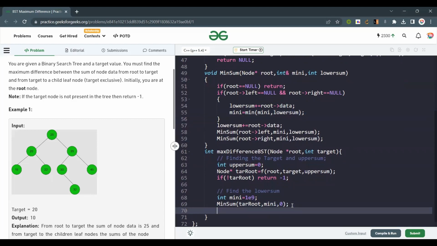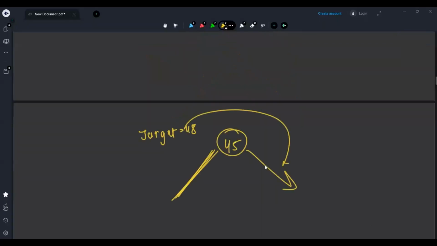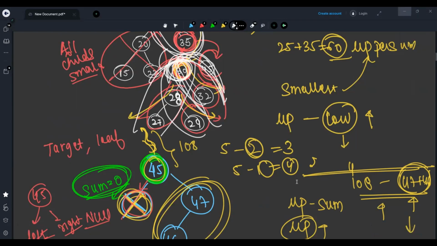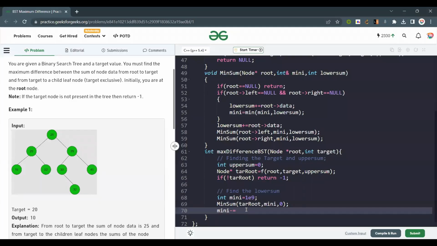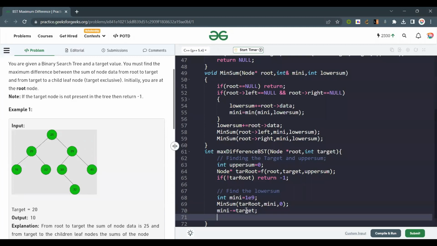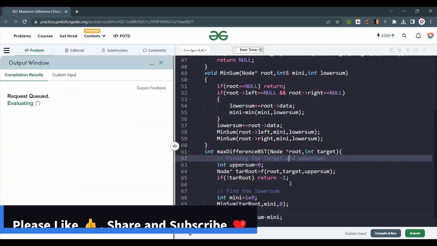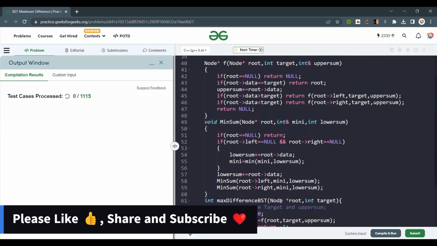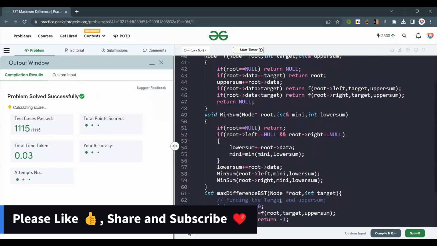Now, whenever I was finding this sum, this sum will be from here, it will be adding 30. Similarly, it will be adding 30, similarly, it will be adding 30. So we have to not consider this sum. For that, we will subtract the target from the minimum. And then what we will return? Whatever is the upper sum minus the minimum. So that will be our answer. So let's compile it in the code. So let's submit the code. Yes, so it's totally working fine.